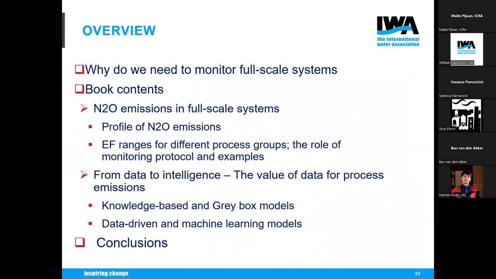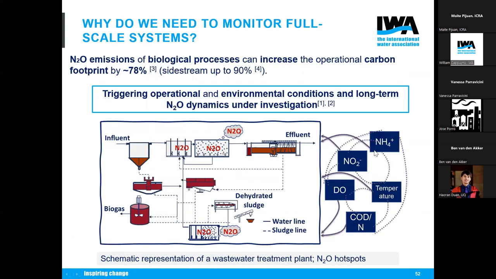It has been more than 20 years since the scientific community started monitoring N2O emissions in full-scale reactors. Today, we will summarize what we have learned until now from all the studies and how we can use the accumulated knowledge to improve our understanding of process emissions mitigation. We now know that significant amounts of N2O can be generated and emitted during biological nutrient removal. N2O emissions can contribute up to 78% of the operational carbon footprint of the plants. This means that in order to work towards carbon neutral plants, N2O emissions and their mitigation need to be considered.